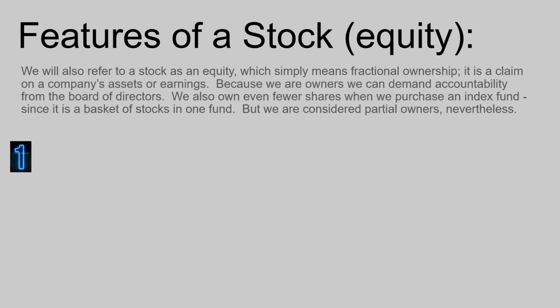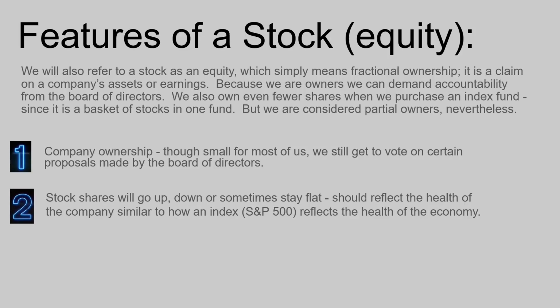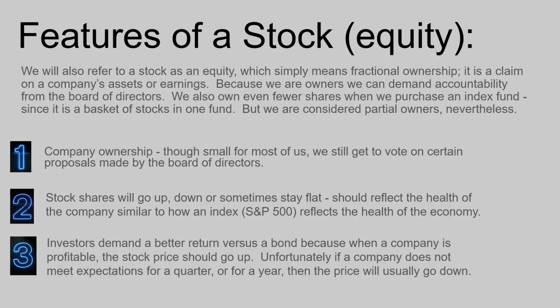So one, we have company ownership, as we just discussed. And though small for most of us, we will still get the vote on certain proposals made by the board of directors. Two, stock shares will go up, down, or sometimes stay flat, and that should reflect the health of the company, similar to how an index like the S&P 500 reflects the health of the economy. And three, investors demand a better return versus a bond because when a company is profitable, the stock price should go up. Unfortunately, if a company does not meet expectations for a quarter or for a year, then the price will usually go down.